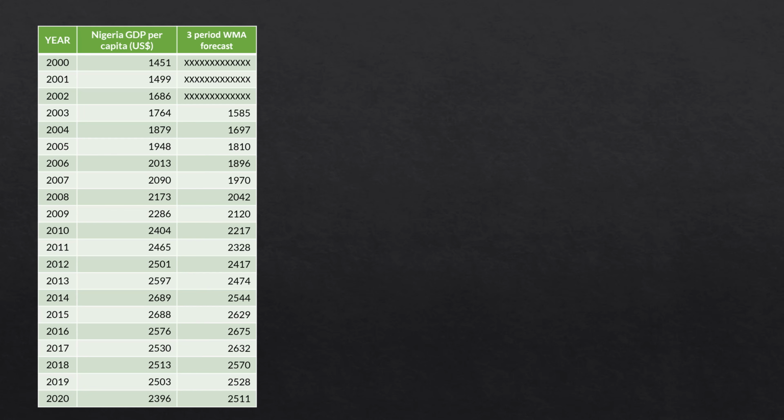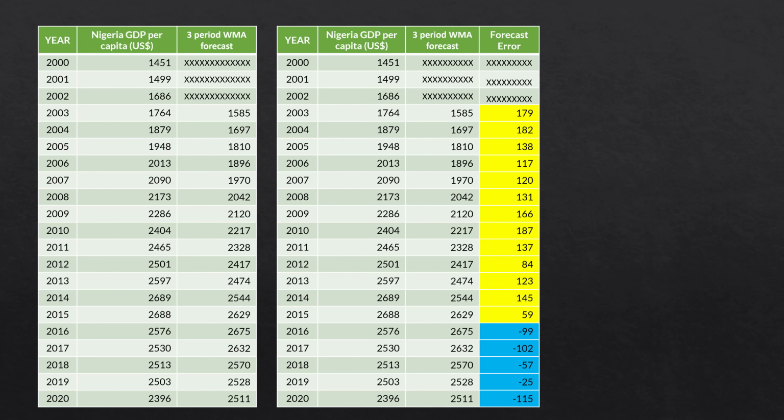So here are our forecasts that we did in the prior slides. And then we find the forecast error by subtracting the actual minus the forecast. So in the year 2003, we take 1764 minus 1585, and we get a forecast error of 179. And we go ahead and do that down the entire column. Notice that the forecast errors up to 2015 are positive, and the forecast errors from 2016 onward are negative. And we'll talk about why that is here in a second.